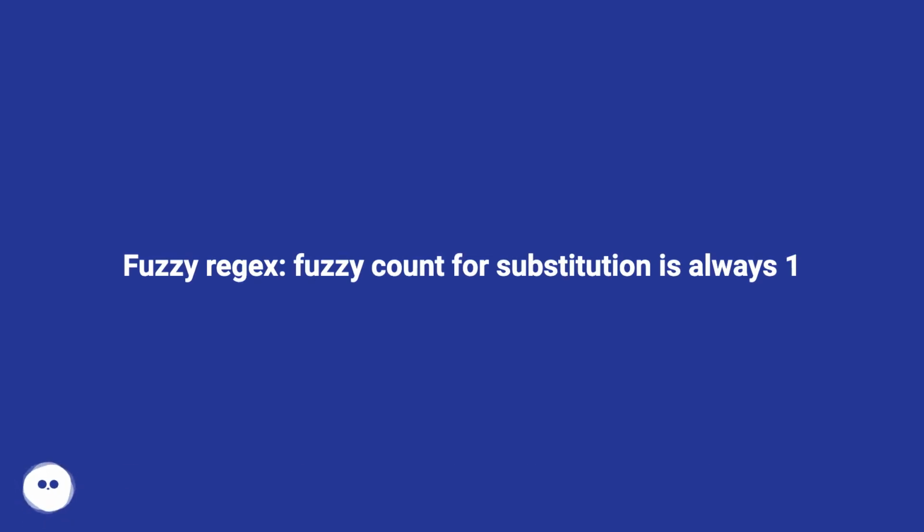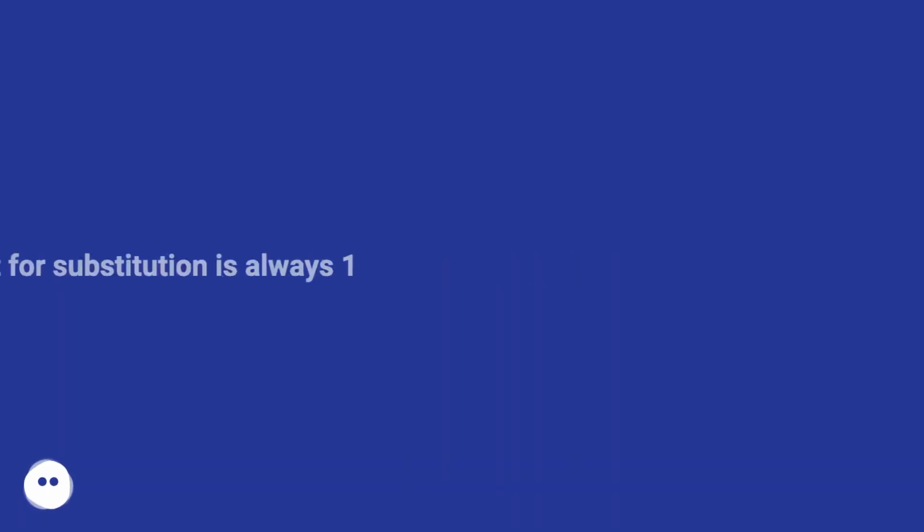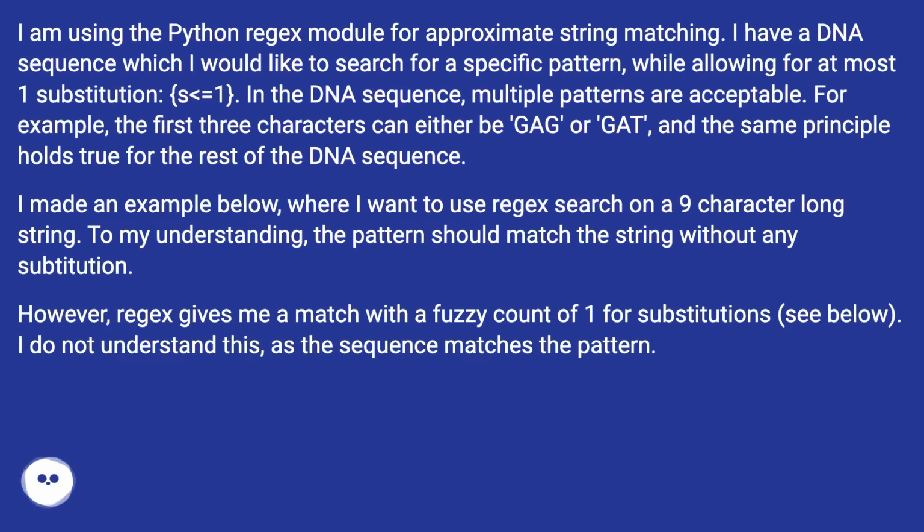Fuzzy regex, fuzzy count for substitution is always 1. I am using the Python regex module for approximate string matching.